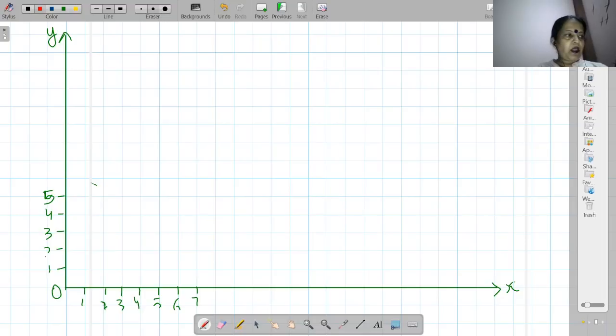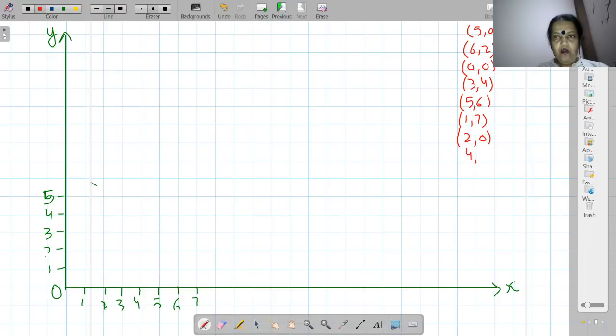I am writing it over here: (5, 0), (6, 2), (0, 0), (3, 4), (5, 6), (1, 7), (2, 0) and (4, 4). These values we have to plot on the graph. Let's go for this question. This is question number 2.